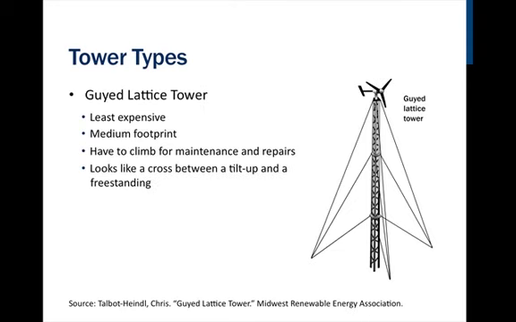A guy lattice tower is the cheapest type of tower. In the looks department, it appears to be a cross between a freestanding and a tilt-up tower. It has a larger footprint than the freestanding tower, but less than the tilt-up tower. You must climb this tower to do maintenance checks and repairs.